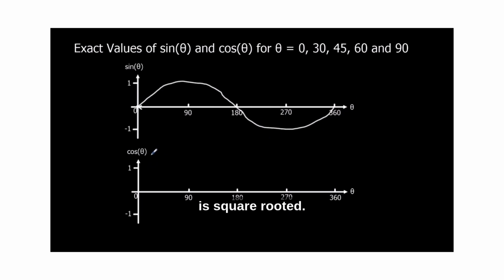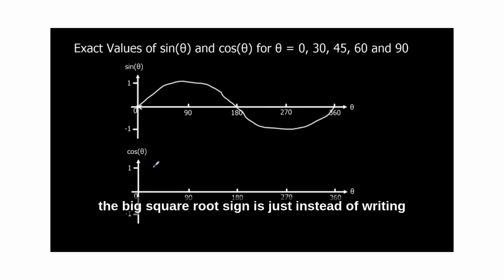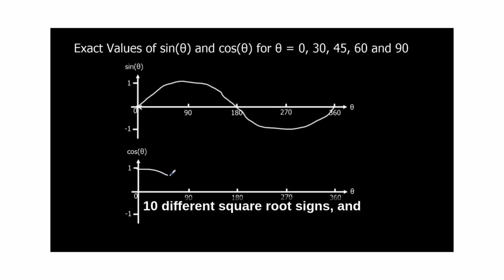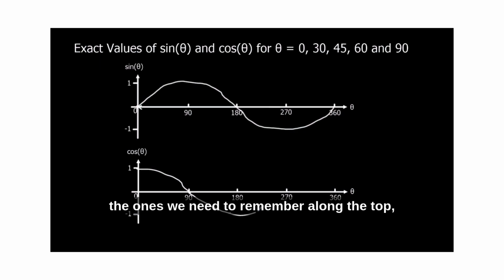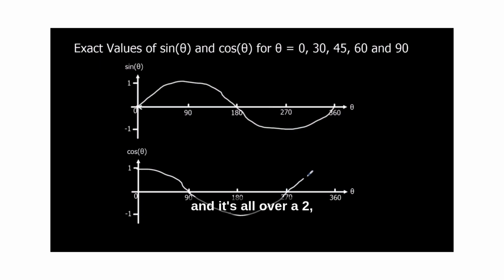The cos graph is the same kind of shape, but instead of starting at 0 we start at 1, and we go down to 0 at 90, through 180 at -1, up to 0 at 270, and we finish back at 1. So they're the sine and cos graphs.